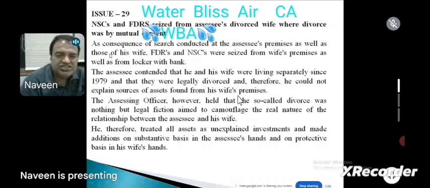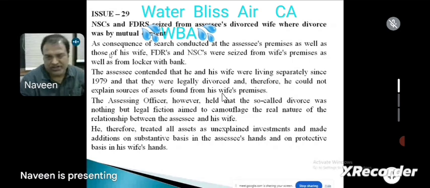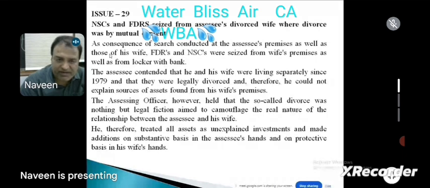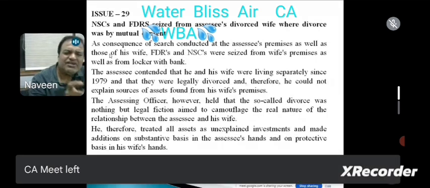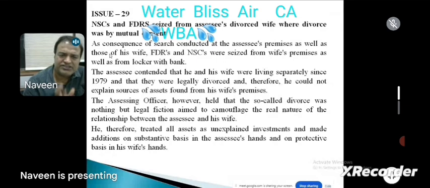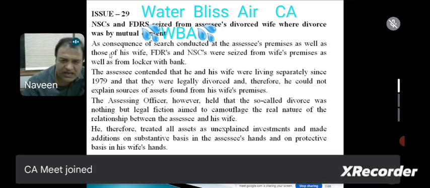NRCs and FDs seized from the assessee's divorced wife, where the divorce was by mutual consent. Here a search was conducted at the assessee's premises as well as those of his divorced wife. Certain FDs and certain NSCs were seized from the wife's premises as well as from the locker with the bank account.